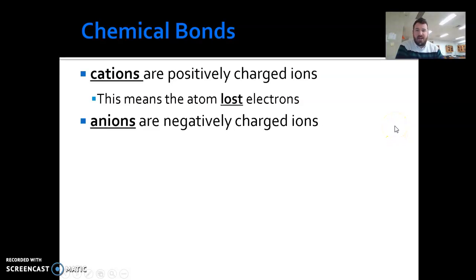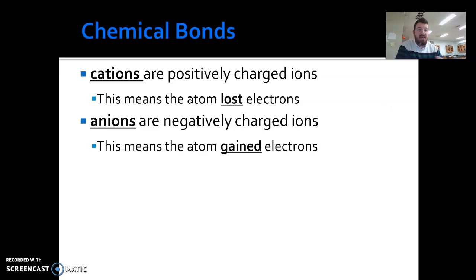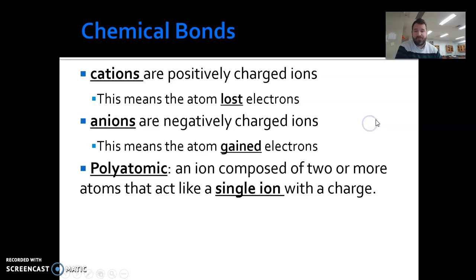Anions are the opposite of cations. They are negatively charged ions. So what this means is that they have gained electrons. And the way that helps me remember that anions are negative is that there is a second N, right? So there's two N's in anions, just like negatively starts with an N. So that's how I can remember the difference between cations and anions.